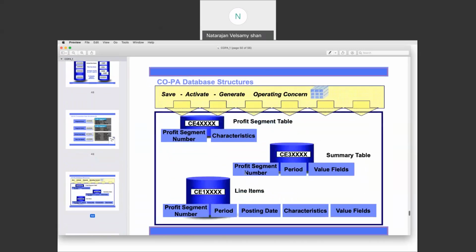So this is a pictorial view. CE1 has the profitability segment number, period, posting date, characteristics, and value fields. Based on the definition, it gets the profitability segment number. In the summary table, CE4, we have the profitability segment for each combination of characteristics. Once it's defined, this line item will get the profitability segment number. Then the summary table CE3 is updated with this profitability segment number.